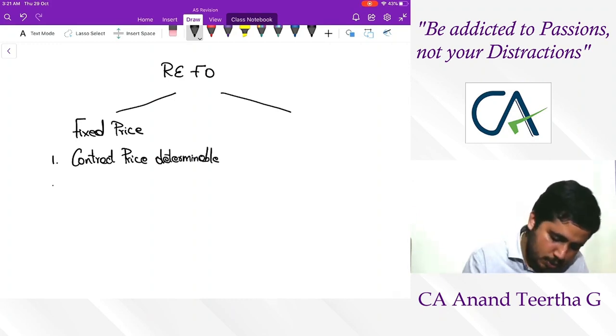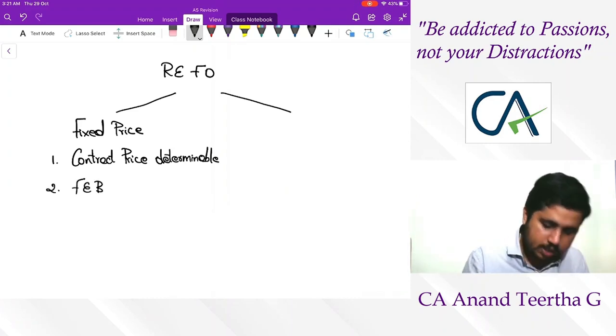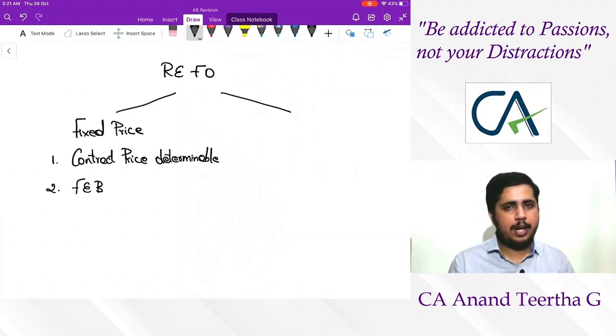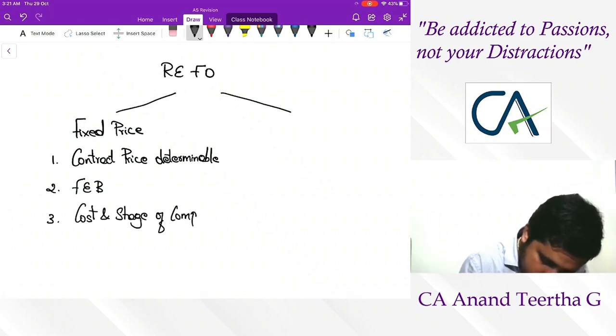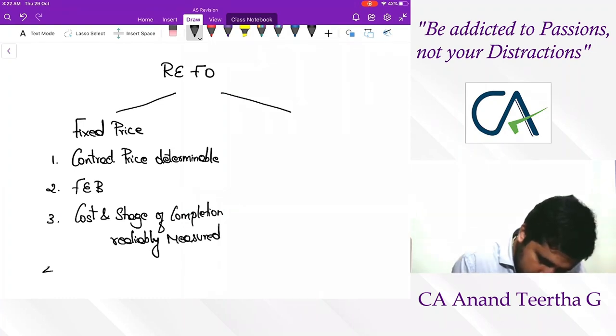Then there is future economic benefit. Whatever costs you have incurred, whatever is going to happen, which means the contractee is also in a right position. There is future economic benefit from this particular contract. Third, cost and stage of completion can be reliably measured. Then fourth, costs are identifiable.